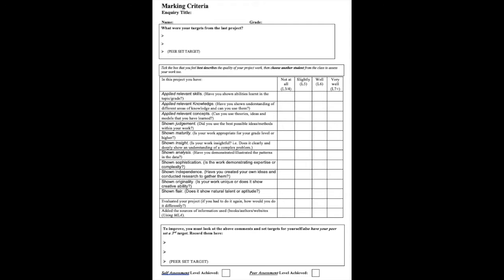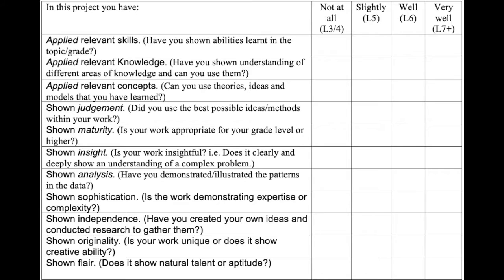The whole idea was that at the end of the project they would self and peer assess, and show some of these ideas here of independence, originality, and flair.